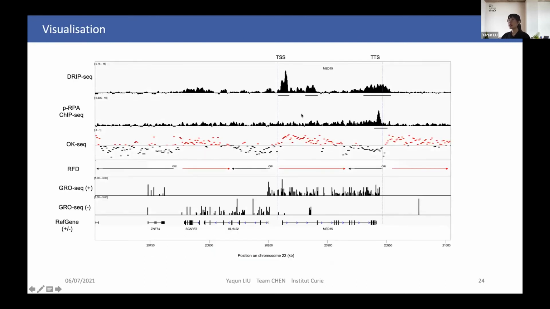So here we can directly check the corresponding data in IGV. You can see for the gene MED15, the R-loop signals from DRIP-seq are enriched at both sides, and the fork stalling signals, the phospho-RPA, are only at TTS, where the genes are prone to have head-on collisions revealed by our Okazaki and RFD.